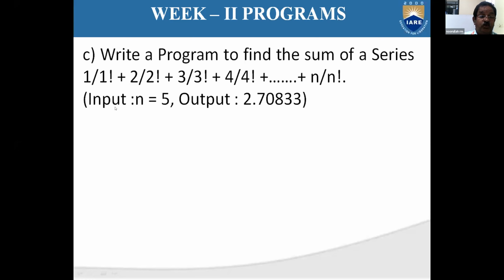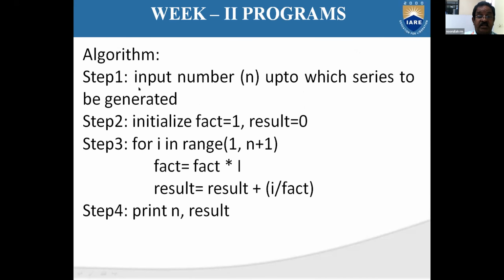So for example, if you have input n as 5, you will get the output of this sum of the series, that is 1 by factorial 1 plus 2 by factorial 2 plus 3 by factorial 3 plus 4 by factorial 4 plus 5 by factorial 5. The output you get is 2.70833. For that, the algorithm you have written: input the number up to which the sum of the series is to be generated. Then you will be initializing fact as 1, because factorial 0 is also 1 and factorial 1 is 1, and the result equals 0.